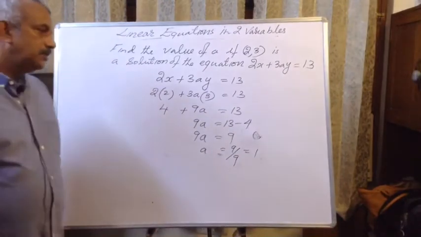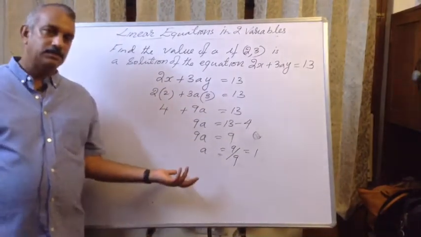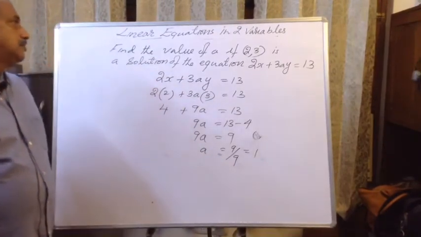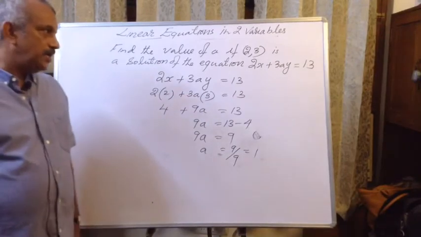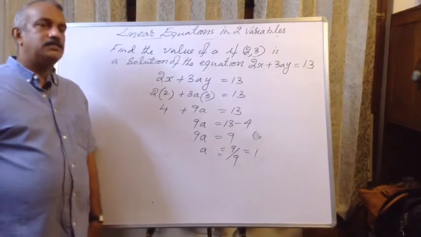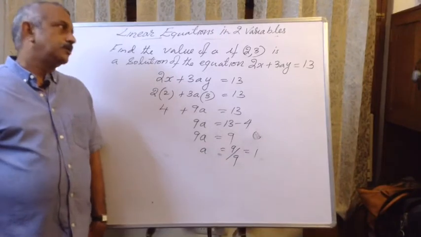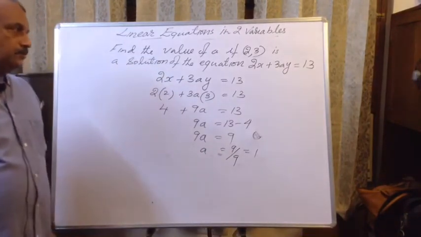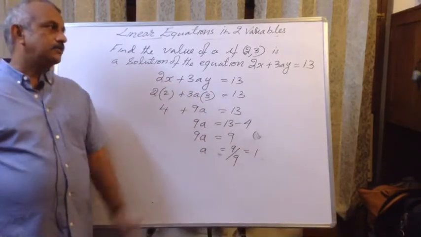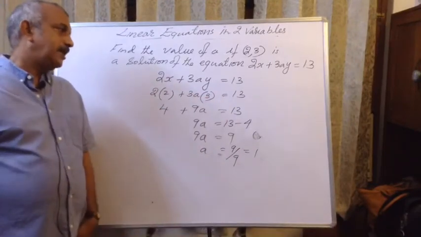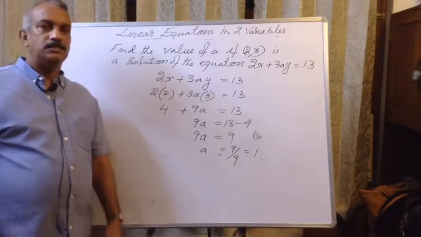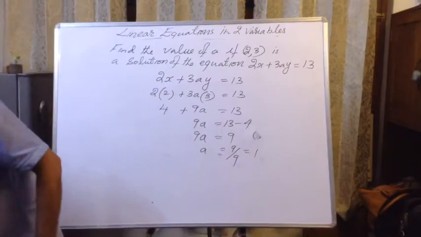It can be any value. It can be fraction. It can be negative integers, or it can be positive integers. It can be real numbers. Any real number. So see, once again, question is find the value of a if 2, 3 is a solution of the equation 2x plus 3ay is equal to 13. So that means when we put x is equal to 2 and y is equal to 3, LHS should be equal to RHS. So if we substitute values of x and y, we get a linear equation in one variable, we solve it, we get a is equal to 1. I'll do one more and finish this.